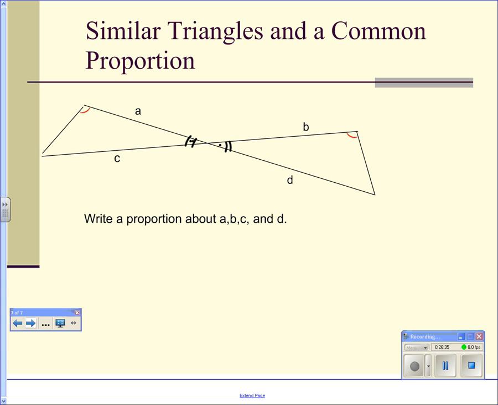So how can we write a proportion about A, B, C, and D? A over B equals C over D. C is across from the one angle that they gave us, right? Is D across from the angle that they gave us? So that's how we know that C and D go together. Does that make sense? If they ask you to solve this for B, what would you do?